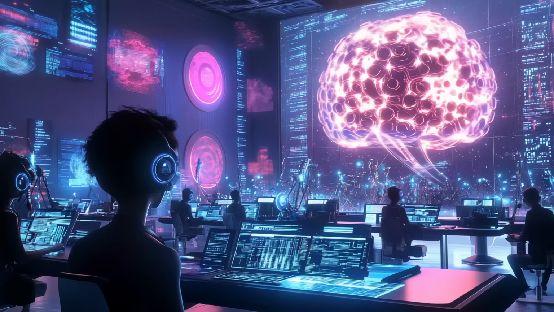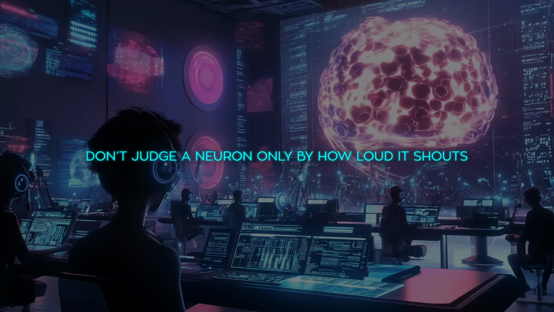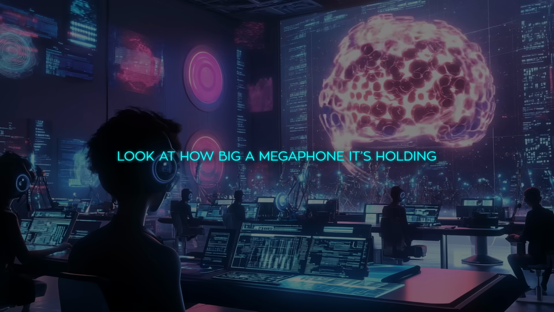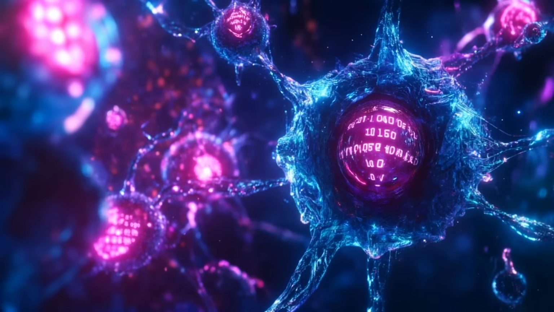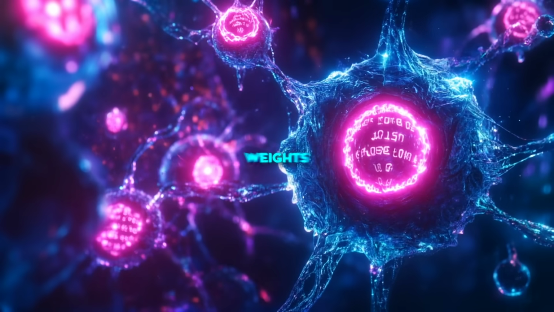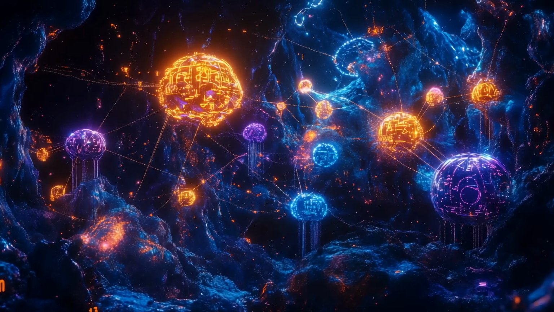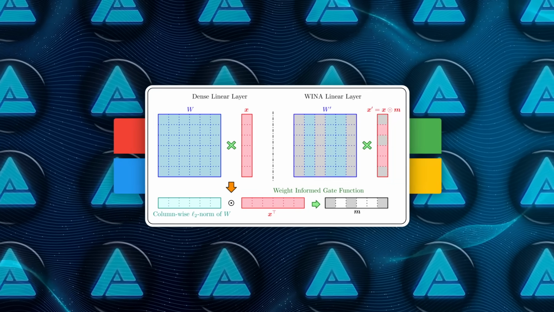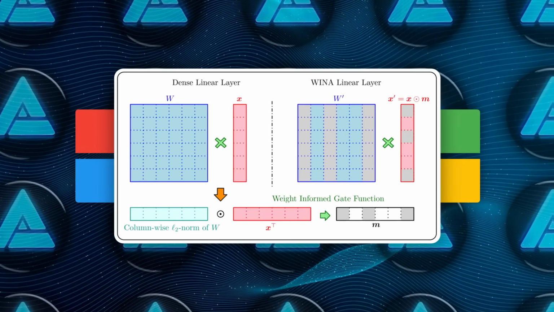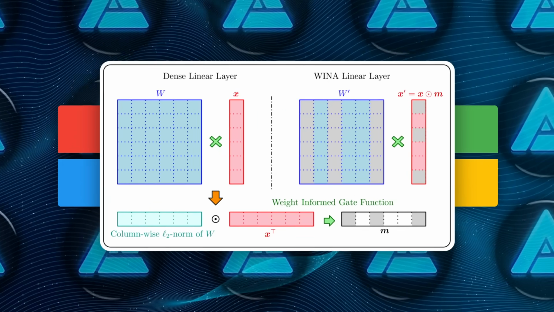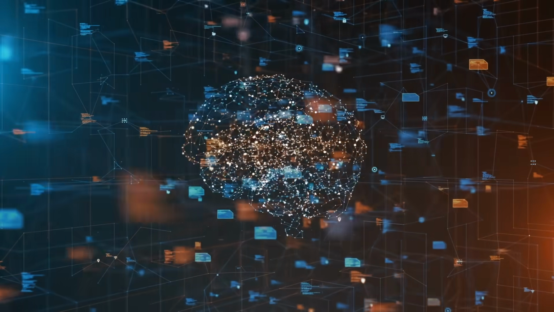WINA's magic twist is almost glaringly simple. Do not judge a neuron only by how loud it shouts. Look at how big a megaphone it is holding. Here is the plain English version of that. Each neuron passes its little signal through a bunch of numbers called weights. Some weights multiply that signal by a lot, others hardly at all. WINA multiplies how loud by how big the megaphone, and keeps only the neurons with the biggest combined punch. The rest nap for that step. That single change means the model can switch off far more of itself without brain lag showing up in the answer.